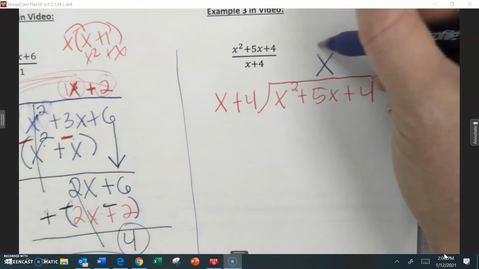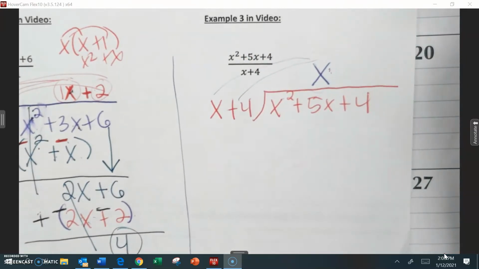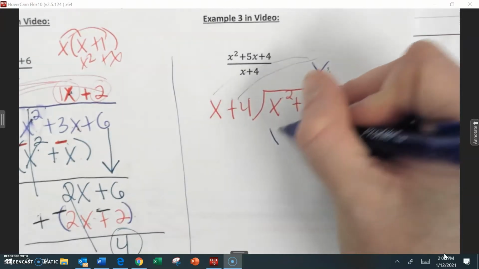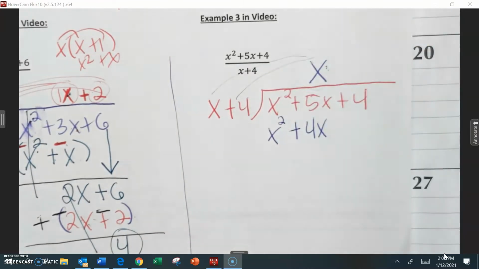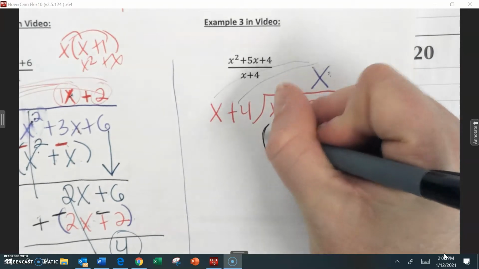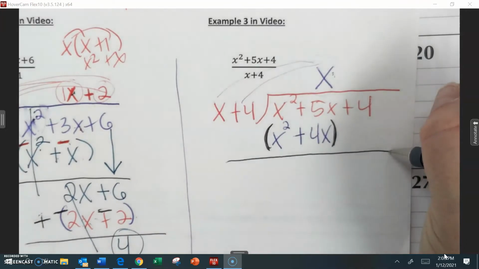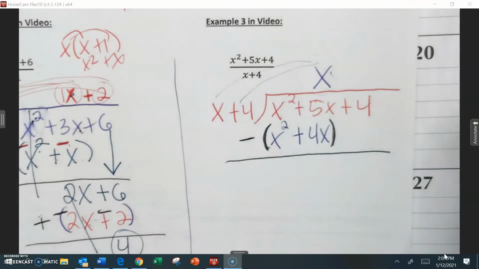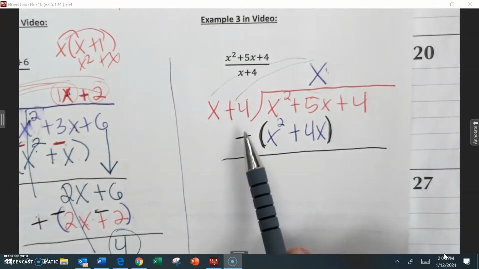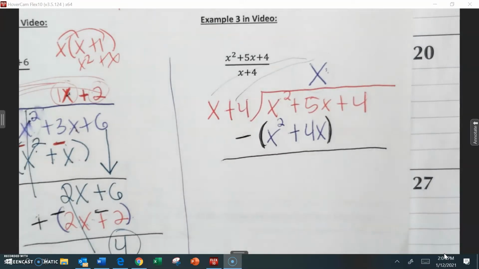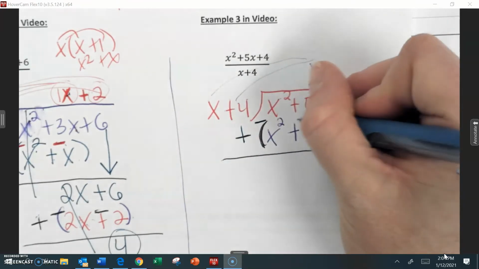Step 2, we're going to take this, what we just found, and we're going to distribute it, aka multiply by the divisor. So that's going to give us x times x, which is x squared. X times 4 is positive, so plus 4x. Okay? I know it seems weird, but I need you to understand that I'm putting that in parentheses because when I draw this subtraction sign and I draw that kind of line so I can subtract, I'm not just subtracting x squared, I'm also subtracting a positive 4x. So in my mind, that's the same thing as adding a negative x squared and adding a negative 4x.